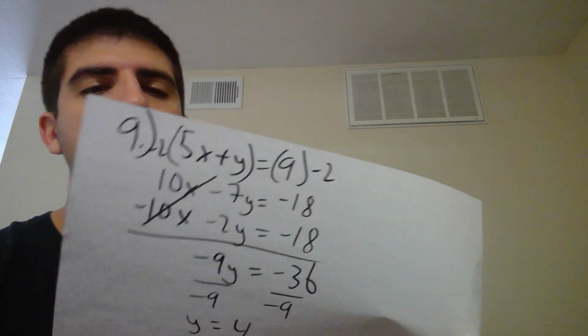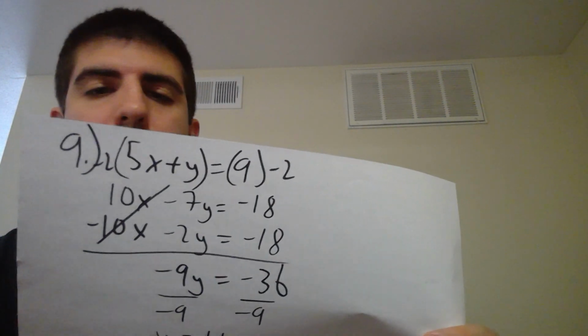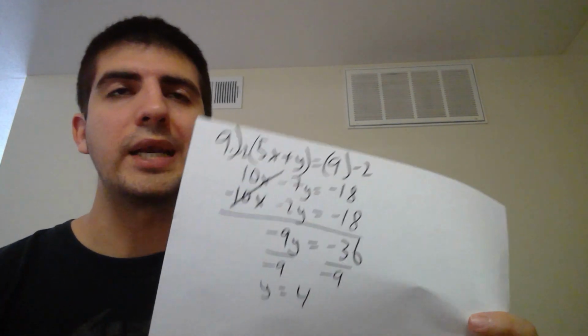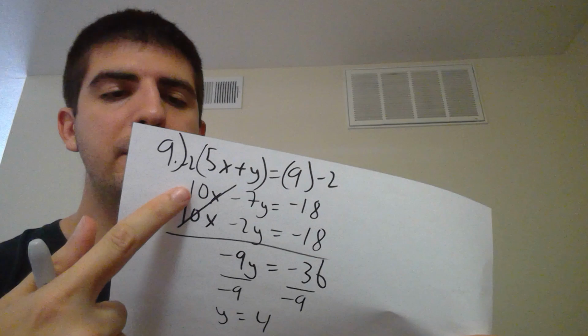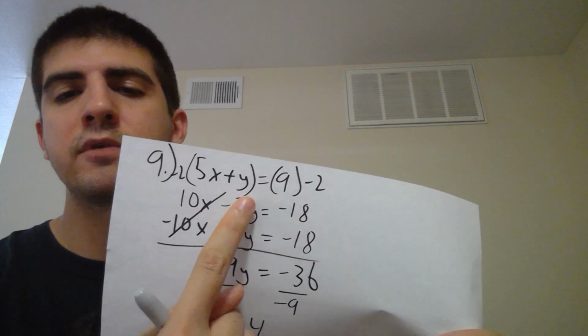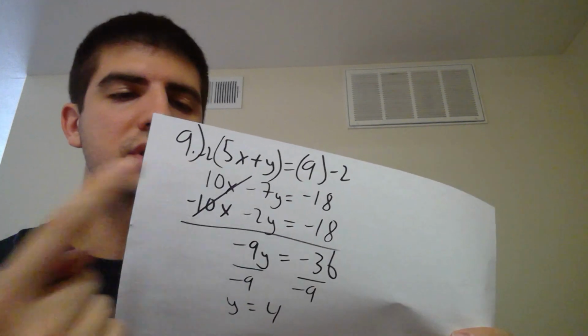Okay, so again, a little bit harder question. You had to do a little bit of manipulation to start. What you should be thinking about is, okay, I need opposite coefficients. What's the opposite of 10? Well, negative 10, and that's how I got that number. If you wanted to make this one negative 7, you could have also done that as well. I just chose negative 10.